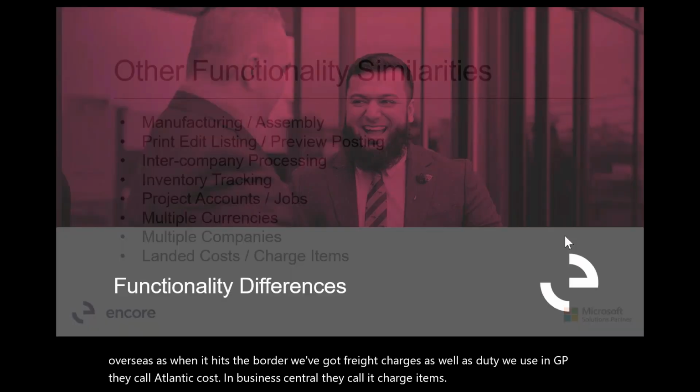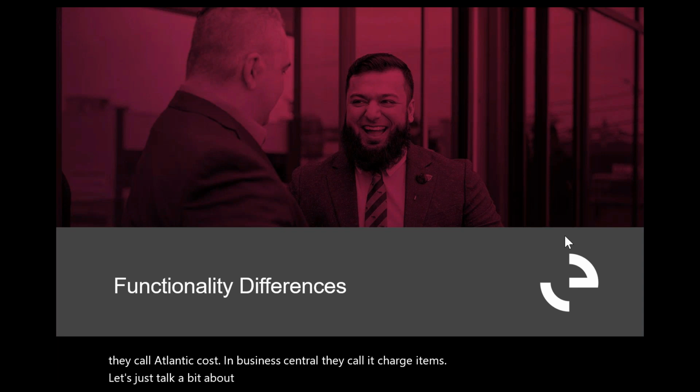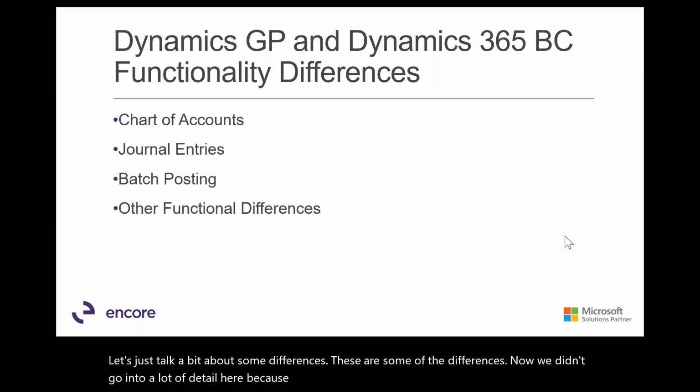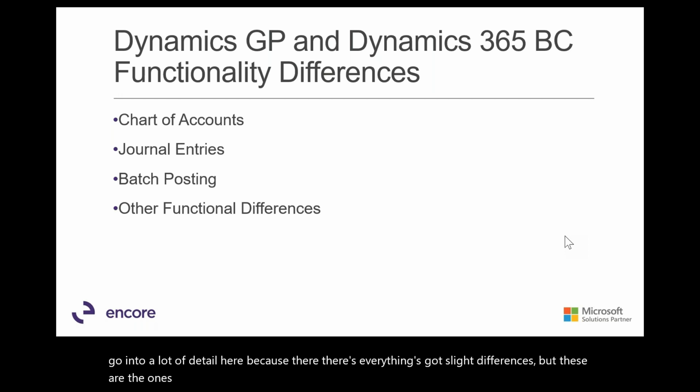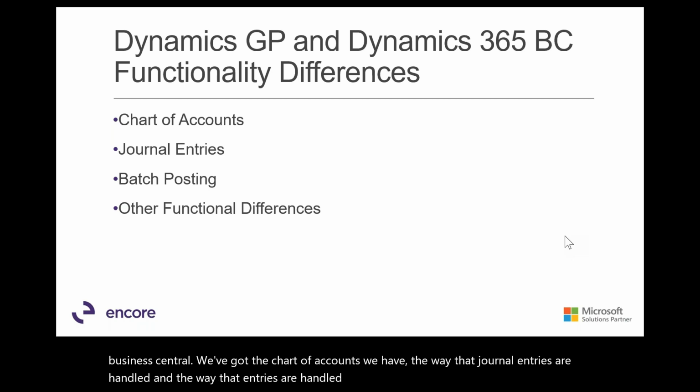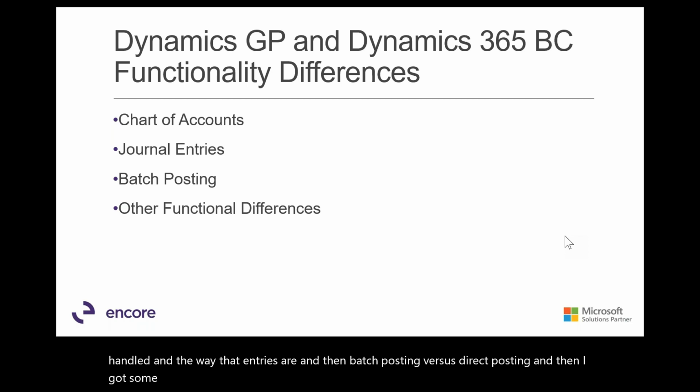Okay, so now let's talk a bit about some differences. We didn't go into a lot of detail here because everything has slight differences, but these are the ones that cause most people to think about whether it's a good fit for GP versus Business Central. We have the chart of accounts, the way that journal entries are handled, the way that entries are handled, and then batch posting versus direct posting. And then I've got some other ones that we'll talk about.